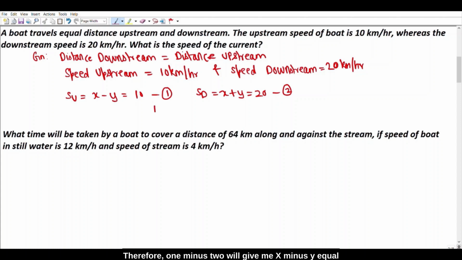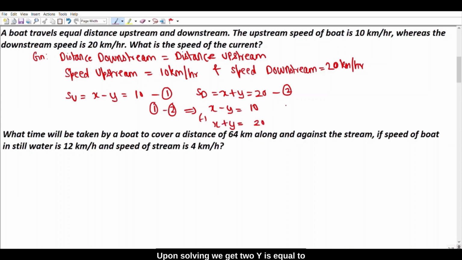Therefore, 1 minus 2 will give me x minus y equal to 10 minus x plus y equal to 20. Upon solving we get 2y is equal to 10, which gives y is equal to 5 km. Therefore, the speed of the stream or speed of the current is equal to 5 km per hour. So, if we want to find the speed of the boat in still water, then we can substitute in any one of the formulas and we will get the answer as x is equal to 15 km per hour.